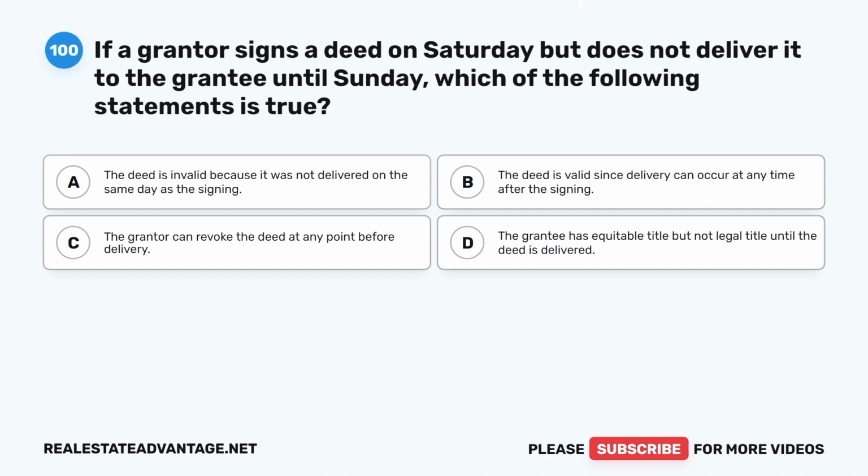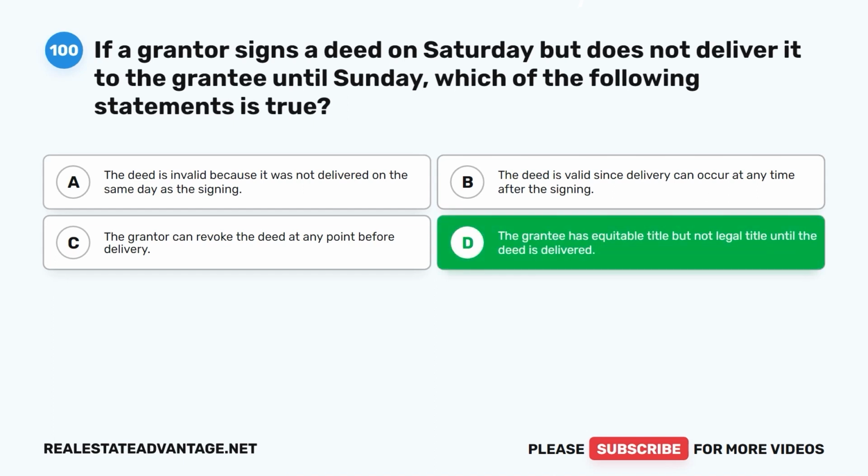Question 100. If a grantor signs a deed on Saturday but does not deliver it to the grantee until Sunday, which of the following statements is true? A. The deed is invalid because it was not delivered on the same day as the signing. B. The deed is valid since delivery can occur at any time after the signing. C. The grantor can revoke the deed at any point before delivery. D. The grantee has equitable title but not legal title until the deed is delivered.